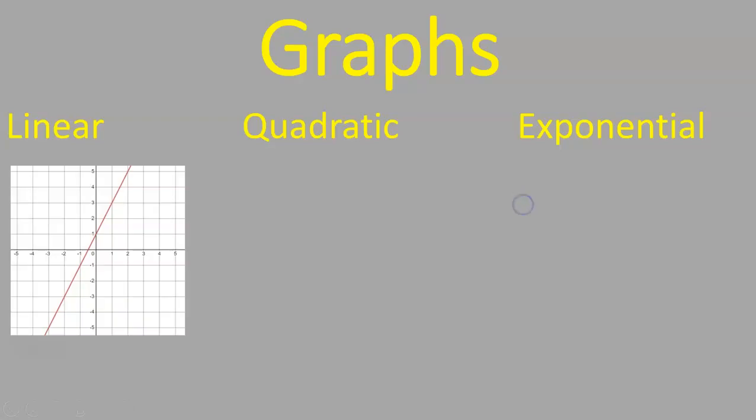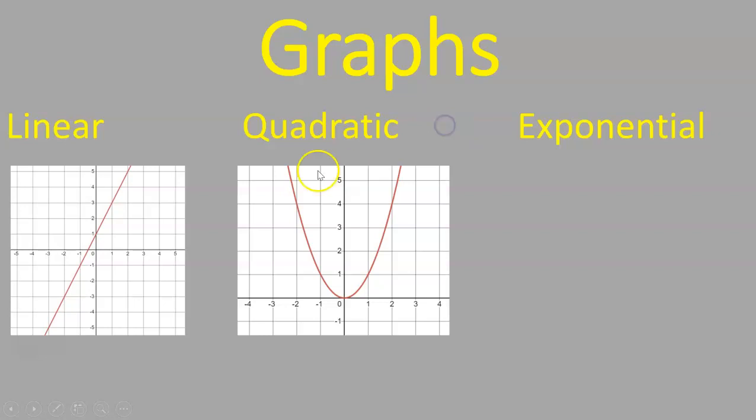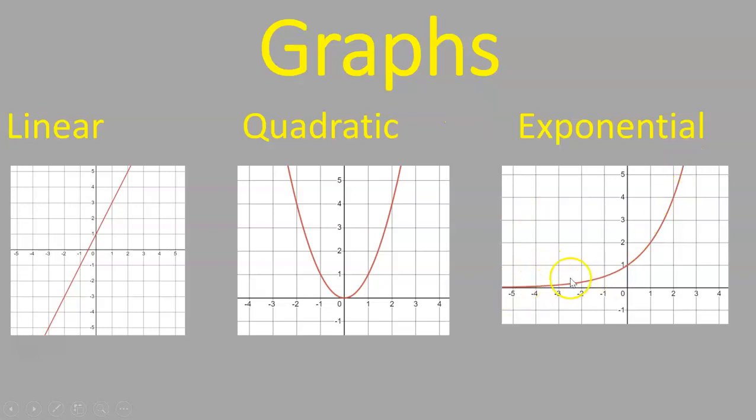Linear, of course, graphs is simply a line which could have a positive or negative slope. Quadratic is a parabola, which could be like a smile or a frown. And exponential is flat on one side, steep on the other. This is a growth. We could also have decay, or you could reflect those and turn them upside down.